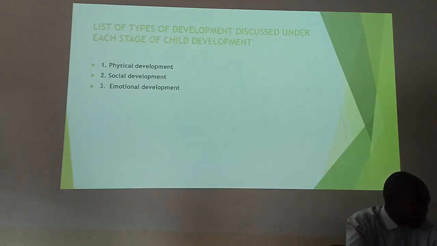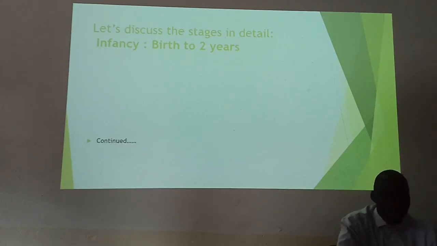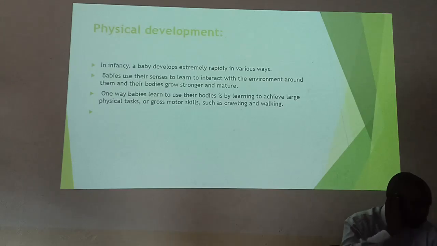The social and emotional types of development are discussed under each stage of child development. Let's discuss the stages in detail. That is infancy, which is up to 2 years.